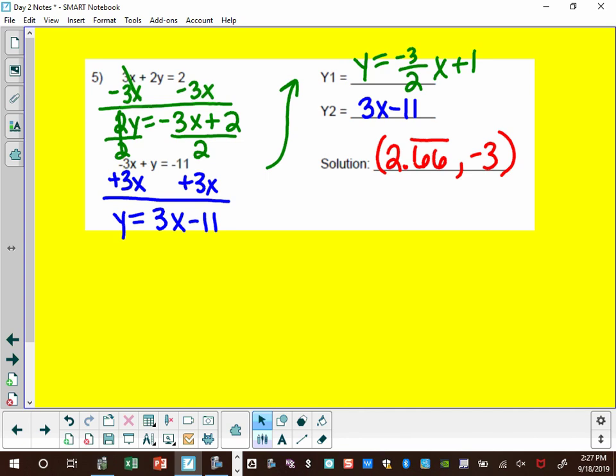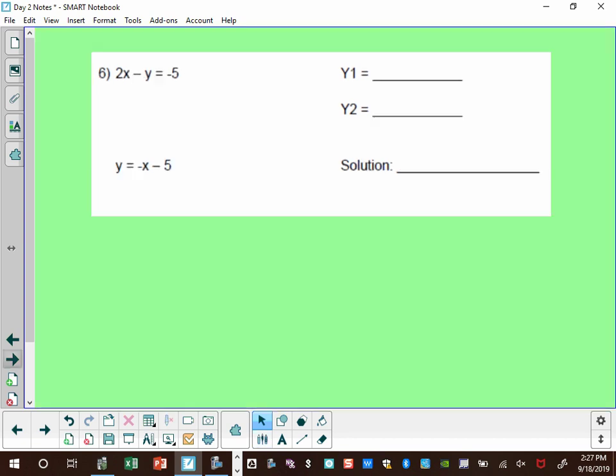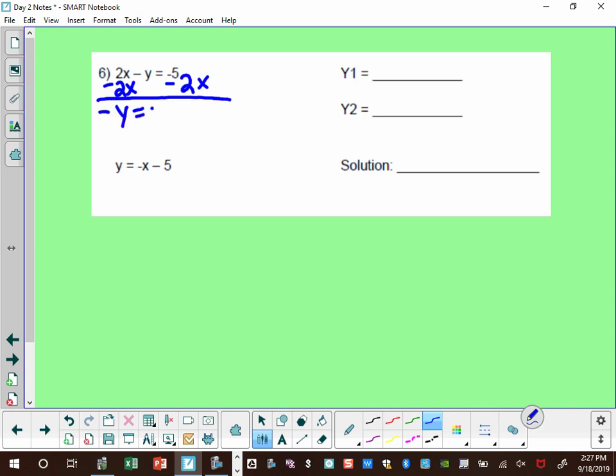Any questions on 4 or 5? All right, the last one we're going to do together is number 6. Let's solve for y. I'm going to subtract 2x from both sides. And we're left with negative y is equal to negative 2x minus 5. How do I get y by itself here? Divide by negative 1. Good.